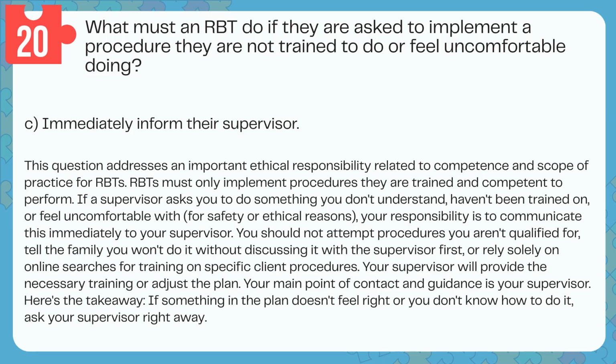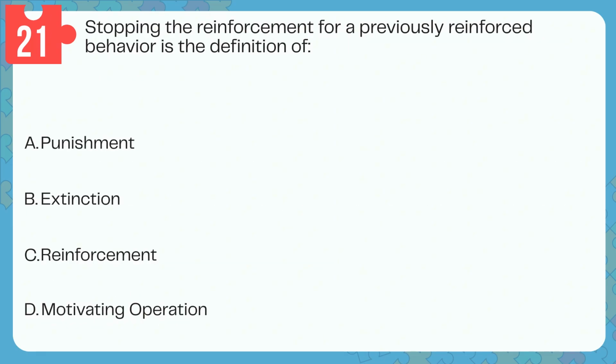You should not attempt procedures you aren't qualified for, tell the family you won't do it without discussing it with the supervisor first, or rely solely on online searches for training on specific client procedures. Your supervisor will provide the necessary training or adjust the plan. Your main point of contact and guidance is your supervisor. Here's the takeaway: if something in the plan doesn't feel right, or you don't know how to do it, ask your supervisor right away. Question 21.